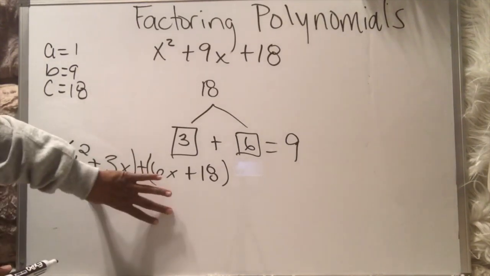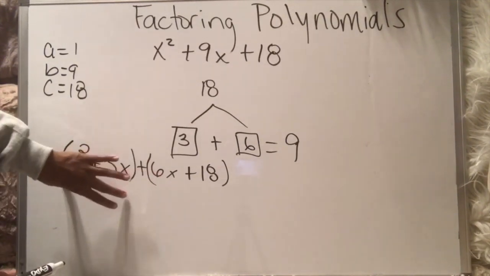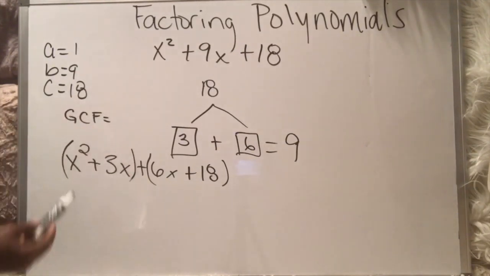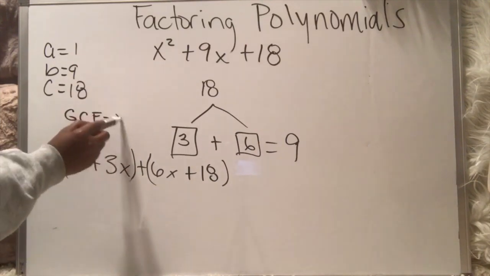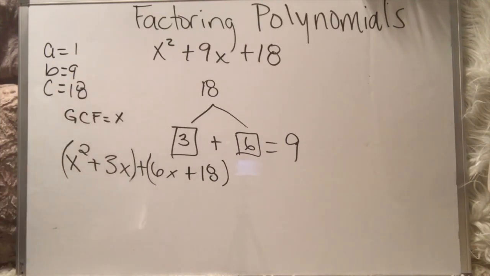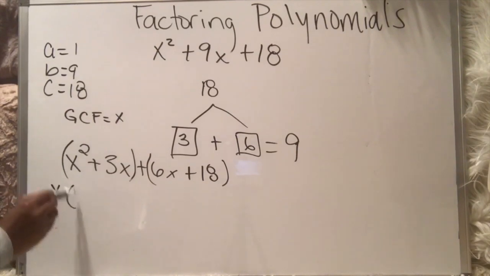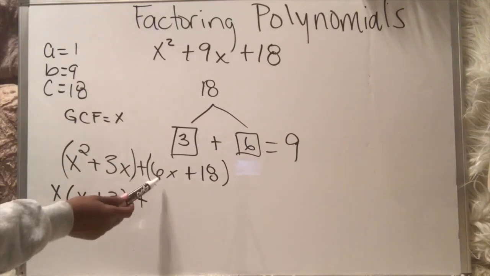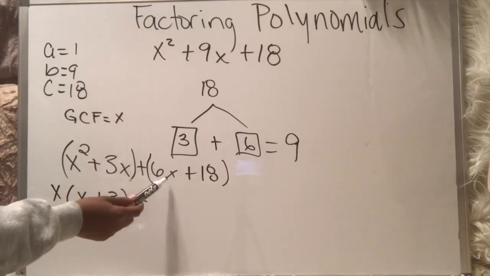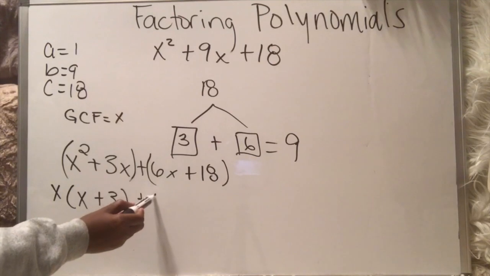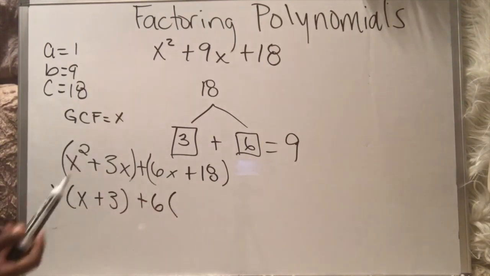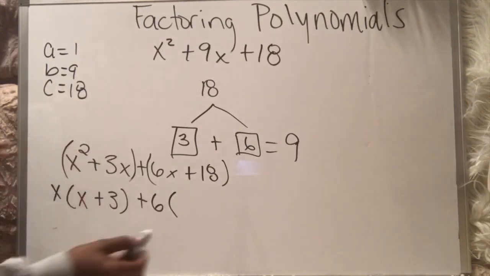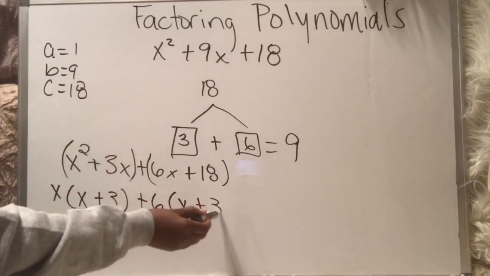So now that we're here, right, you're going to look at just this. How do we find the GCF? Okay, we know that both of these have an x, so therefore the GCF is going to be an x. I'm going to take an x out, and I'm going to be left with x plus 3. And then with this one, the GCF is 6. And remember, if you don't know how to find the GCF, watch the video at the end. So this one is the 6, and I'm going to be left with x plus 3.